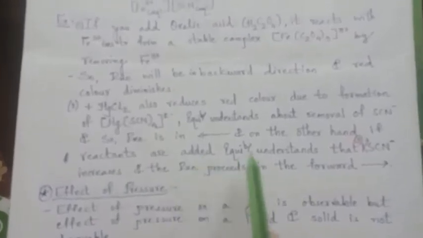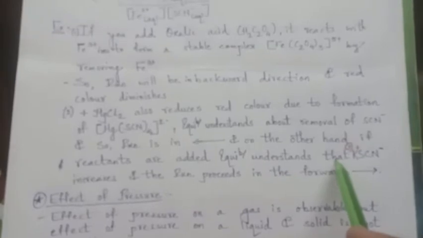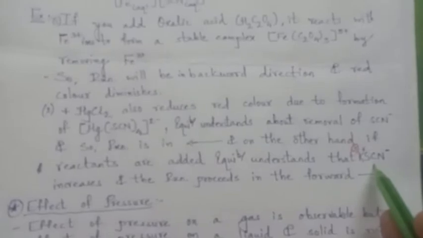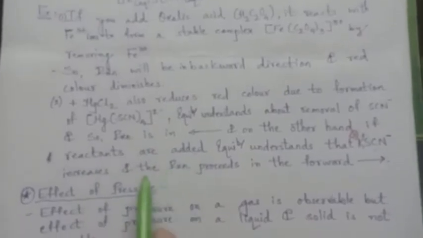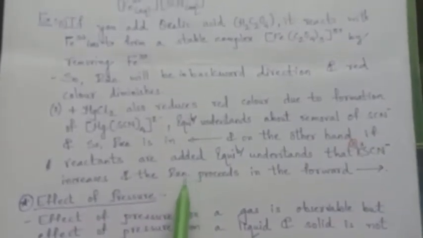On the other hand, if reactants are added, equilibrium will understand that now there are more reactants, and so thiocyanate should be consumed more. So if potassium thiocyanate is added, then with the increase in the thiocyanate amount, the reaction will start giving more product, and the reaction proceeds in the forward direction.